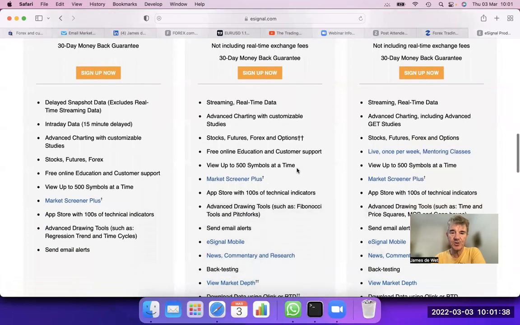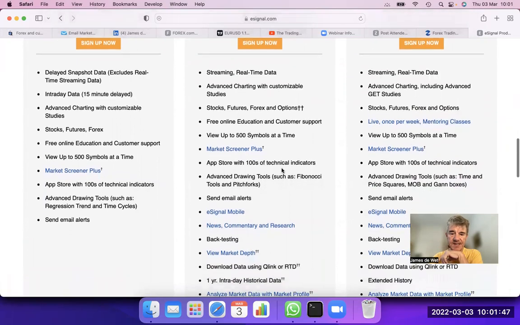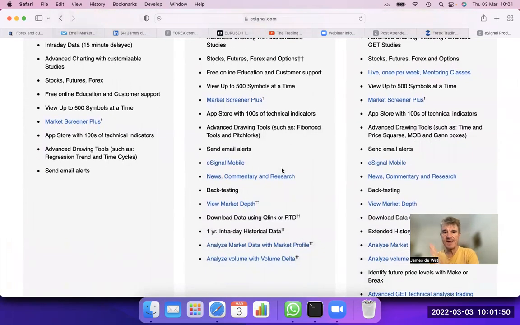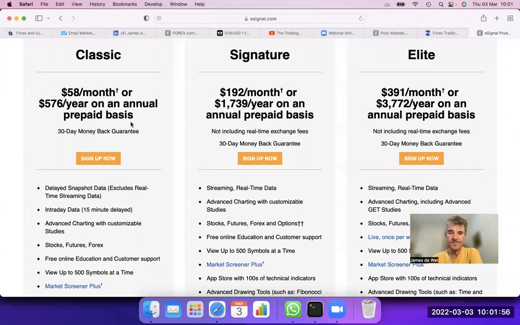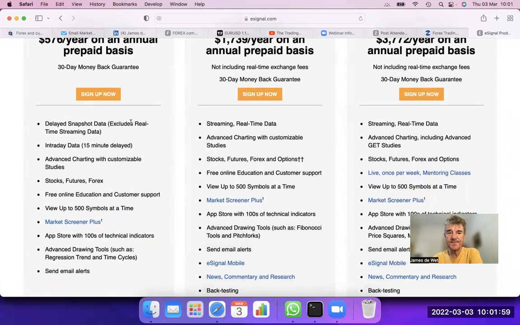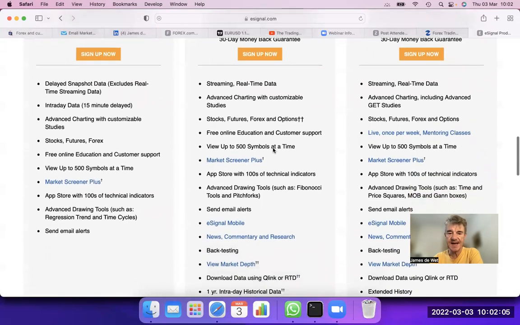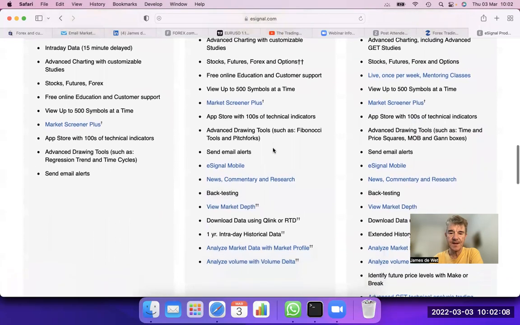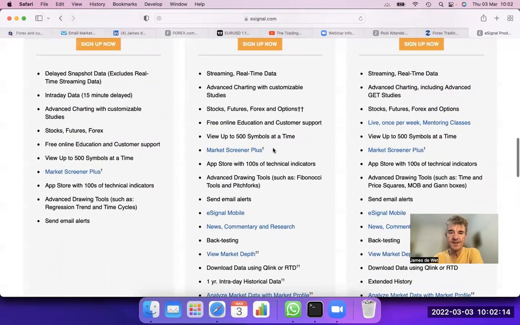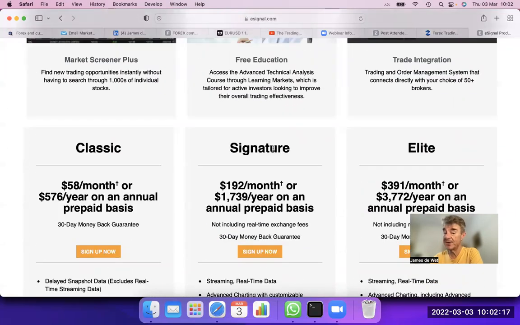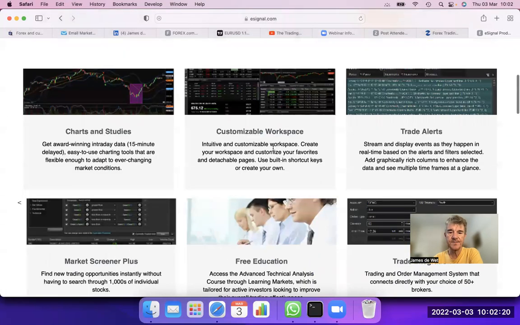Now, what's the difference? Whilst we're talking about charts, let's have a look. Live once per week mentoring classes. Well, we don't want mentoring classes. I think basically everything that you need is on the Signature package. That other one's no good because that's a delayed end of day and delayed 15-minute intraday. We need the price as it happens. So that's useless. So there you go, $200 a month, 192 to be precise, for Z-Signal.